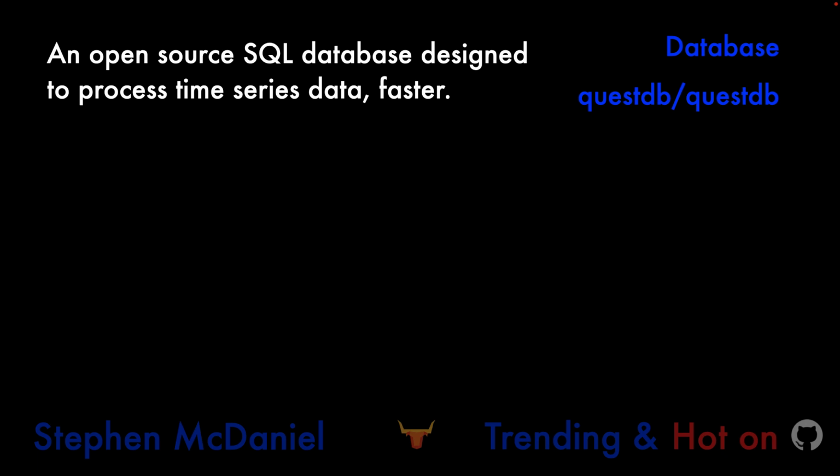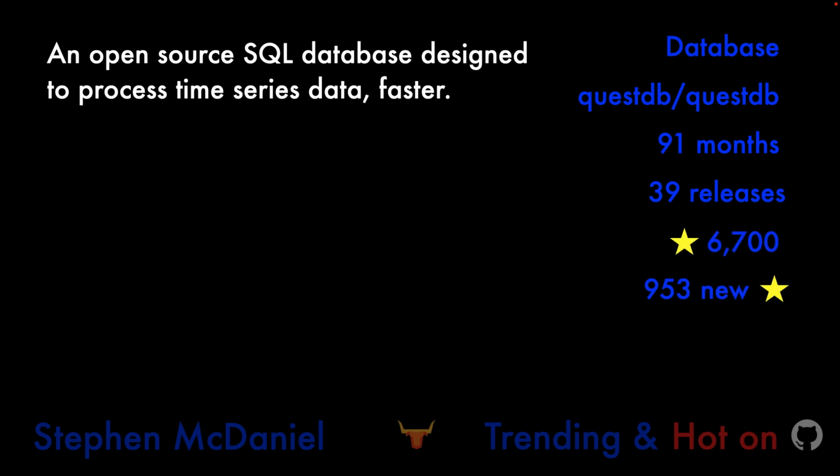Our first project we're going to take a look at is questdb, an open source SQL database designed to process time series data faster. That's a pretty clear promise. It's been around 91 months, so it's quite mature with almost 40 releases, nearly 7,000 stars on GitHub, and in the last week, almost 1,000 new stars. It was developed in Java.